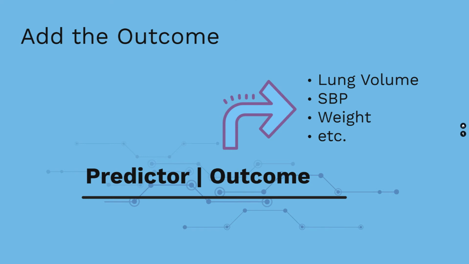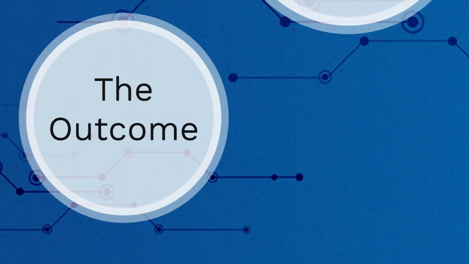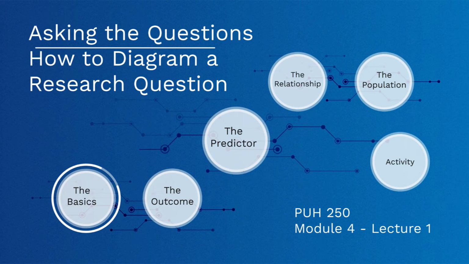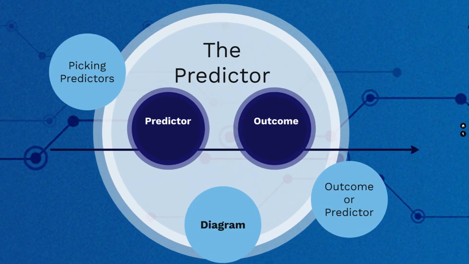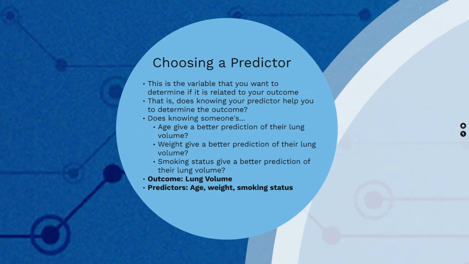So add your outcome to your diagram. Predictor, outcome. What is that outcome? Lung volume, SBP, weight, etc. Then you need to get your predictor. So now that you have your outcome specified, what is your predictor and how do you pick the predictor?